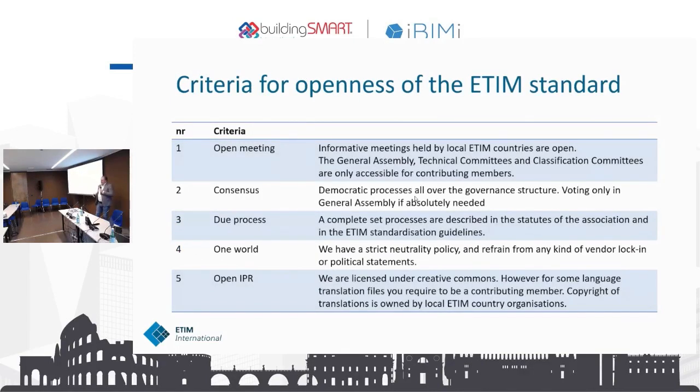Then next, there is a lot of discussion about open BIM. Everything needs to be open. And I found 10 criteria of openness. And I just measured ETIM according to these criteria. And the first thing is it needs to have an open meeting. An open standard needs to have an open meeting. Everybody could participate. Well, informative meetings are held by local ETIM countries. These are open. I'm very open to discuss everything about ETIM with you.